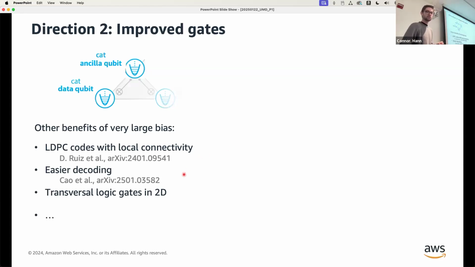Larger noise bias also comes along with easier decoding, the potential for transversal gates as well. So this kind of path that would allow us to get to larger noise bias has a lot of knock-on benefits as well. Okay, so with that, it looks like I'm at time here.